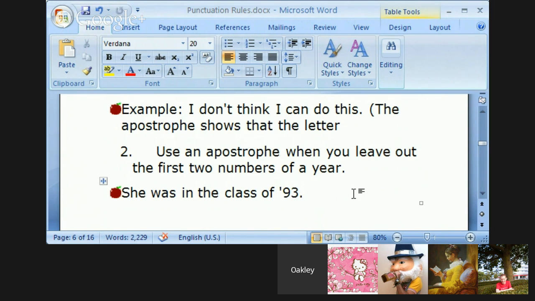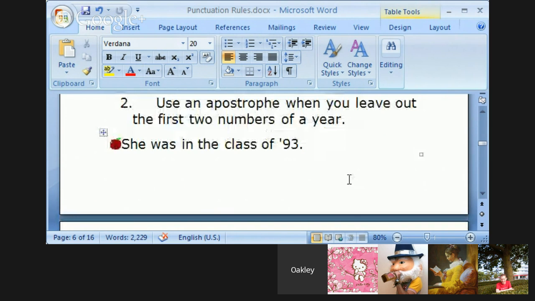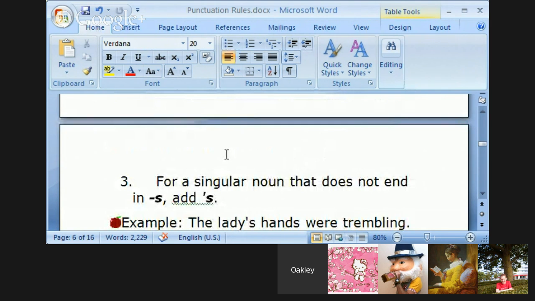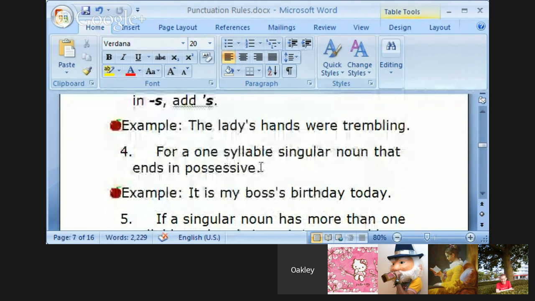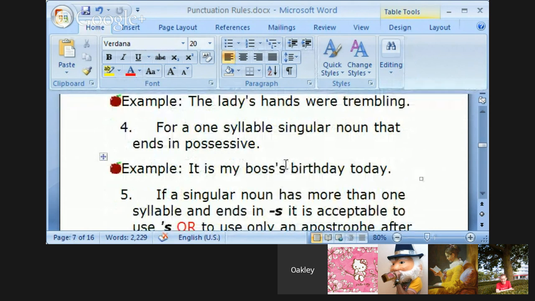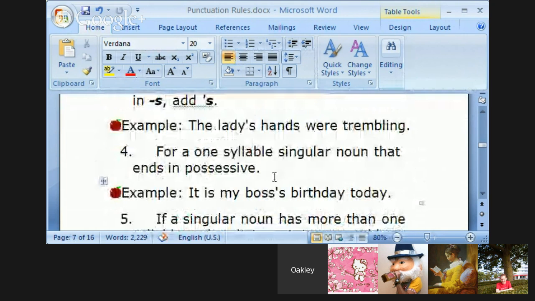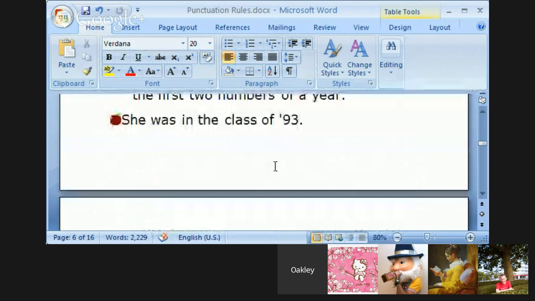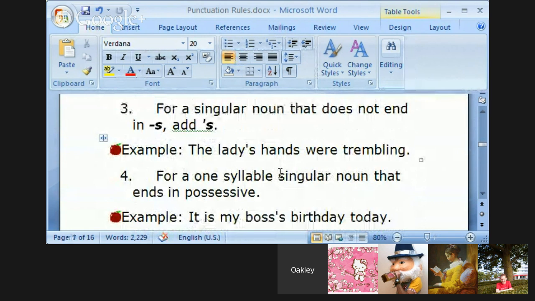Keiko, can you think of any other uses of an apostrophe? In the possessive case, for example, I am reading Homer's Odyssey. Ah, right. Very good. Yes, you're absolutely right when we're using it as a possessive. But before we go, we're going to look at a couple examples of that.